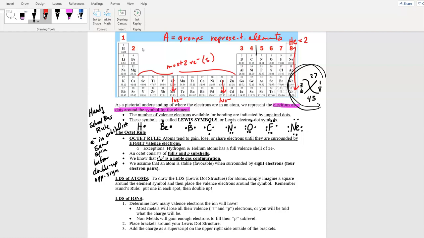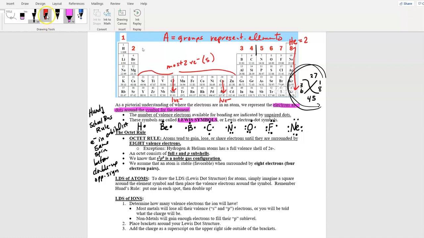Okay, so these are called Lewis dot structures. And it's to represent the dots equal electrons. Okay, so the number of valence electrons available for bonding are unpaired dots. See how these lonely dots right here? That means that they are available to bond with another element. But when you have these paired dots, they're not too much available for bonding. Now they can, but they are not too much available. So we're going to get to those rules when we get to the drawings.